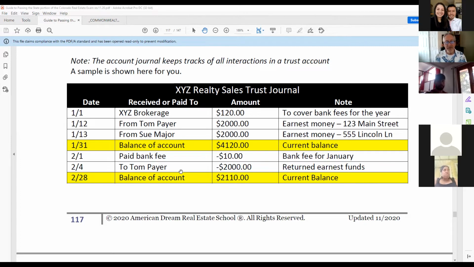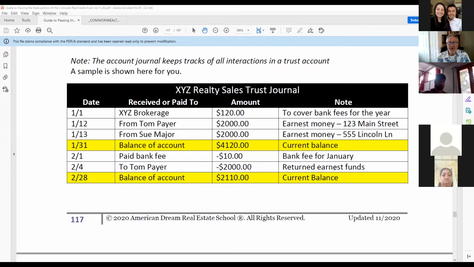But on the 4th, Tom requests to have this earnest money returned back to him. What happened? Well, it probably went from the 12th to the 4th, typical time frame for an inspection to happen. Probably didn't like the items on there, decided not to go forward. So he terminated the contract and requested a return of his earnest money. Okay, so Tom gets his money back on the 4th, return earnest money funds.